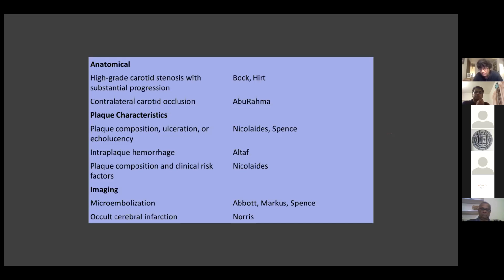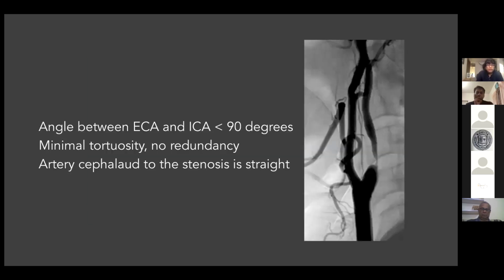If they're not fit for carotid endarterectomy, then they should be subjected to carotid artery stenting. So which are the other carotid arteries that you should ideally stay away from or prefer, conversely? Technically, the hostile anatomy would be if the angle between the ECA and ICA is obtuse, which means more than 90 degrees. Anything less than 90 degrees technically can be attempted.